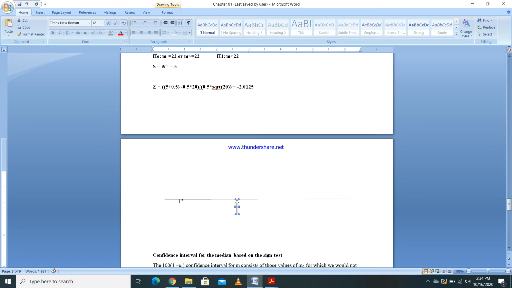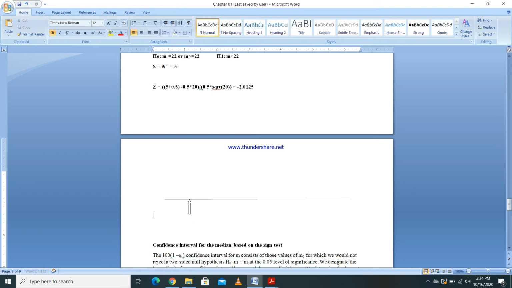Since we are given the significance value 0.05, we can find this value. You can write this as Z alpha, that is 0.05. From your left hand side, if you find this value, that would be equal to close to minus 1.645.